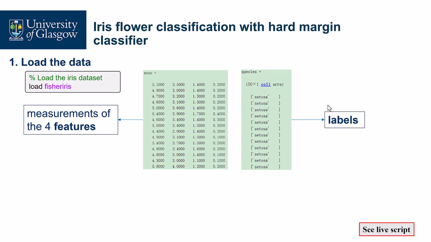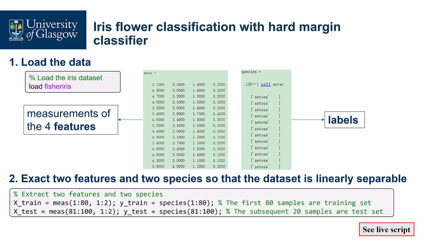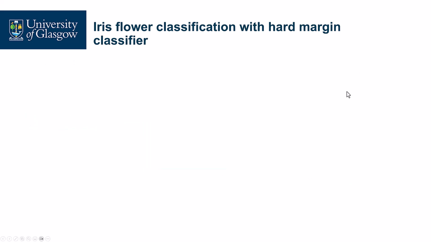Then to make it linearly separable, we extract the first 2 features and the 2 species. Now I'm using the first 80 samples as the training data and the subsequent 20 samples as test data. So now I prepare the training set and test set. Then I need to train the SVM, the hard margin classifier. My question is: what kernel function and what box constraint value should I use when I consider this as a linearly separable case and a hard margin classifier?